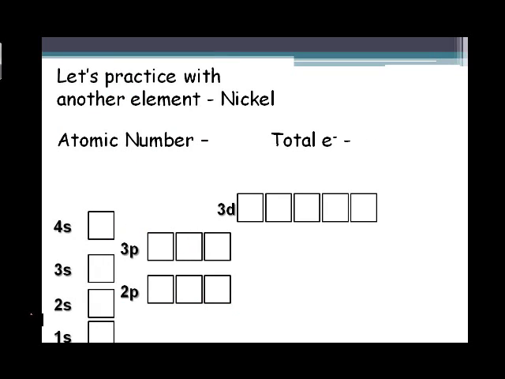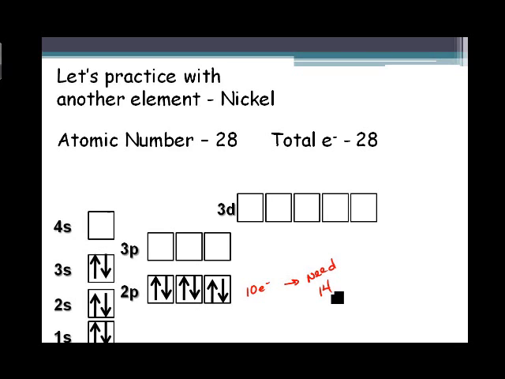Let's practice with another element, nickel. Nickel's atomic number is 28, which means that it has 28 total electrons. So if we start placing, we can put 1 up and 1 down in 1s, 1 up and 1 down in 2s, 1 up, 1 up, 1 up, 1 down, 1 down, 1 down in 2p. At this point, we've placed 10 electrons. We still need to find a home for 14 electrons.